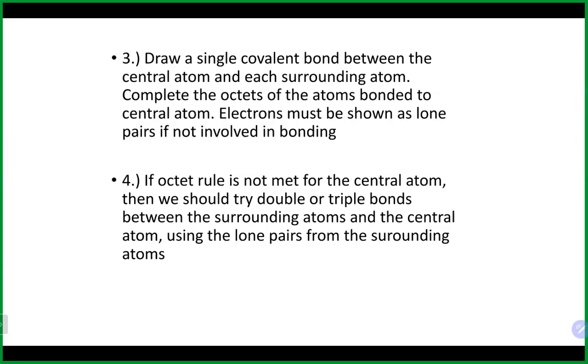You want to make sure that everybody has met the octet rule. If not, then that is where you want to fix it by first making a double bond. And if that doesn't fix it, then you want to fix it by making a triple bond. So again, you do not usually want to double bond or triple bond right out of the gate. You want to save it to fix any situation where the octet rule is not met.